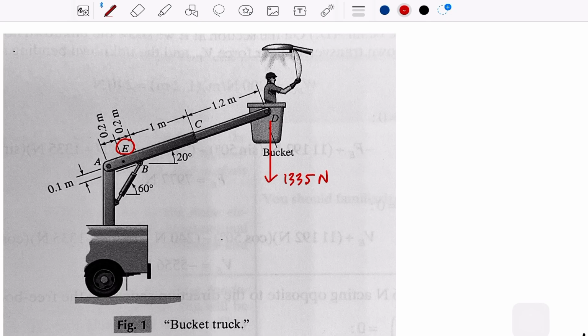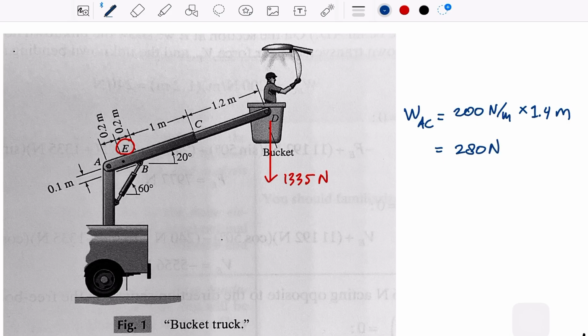But before that, let me complete with the weight. So let me write the weight AC. AC is 200 Newton per meter, and if you see, AC is 0.2, 0.2, and 1. So it's 1.4 total. So we could take the weight, which is 200 Newton per meter multiplied with 1.4 meter. So we get 280 Newton.